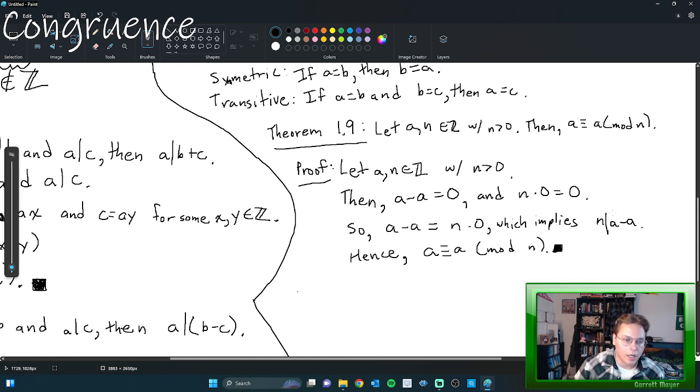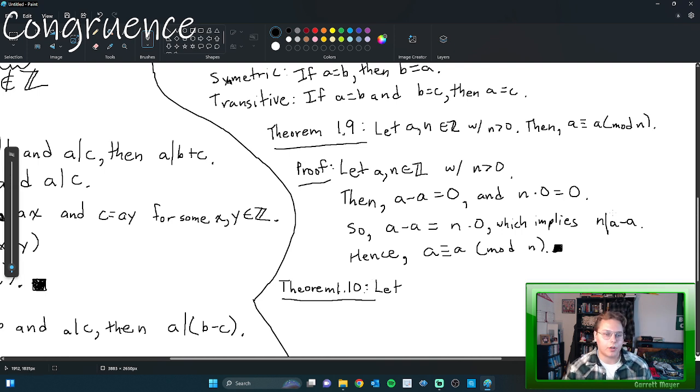And then next we're going to go over whether it's symmetric. 1.10. And this numbering system, we're going to use this a lot more later when we're referencing back to older theorems. So for 1.10, we're going to let A, B, C all be integers. And then maybe I'll pull this out a little bit.